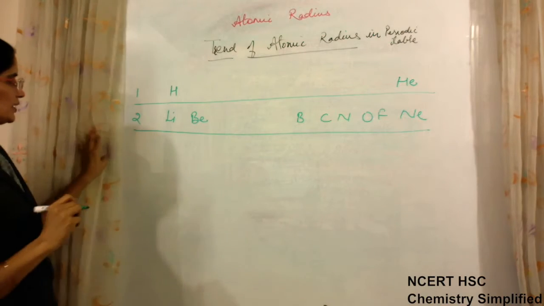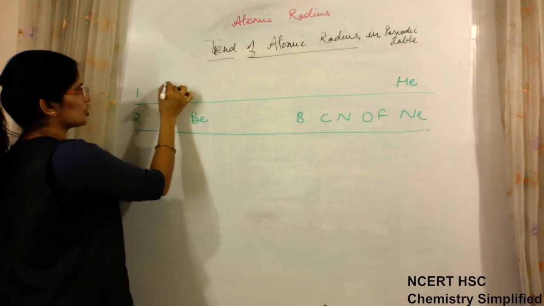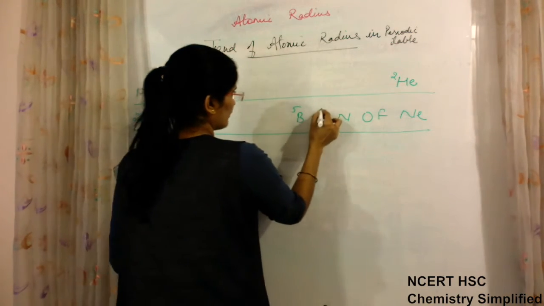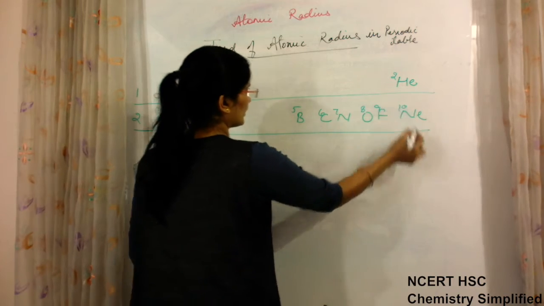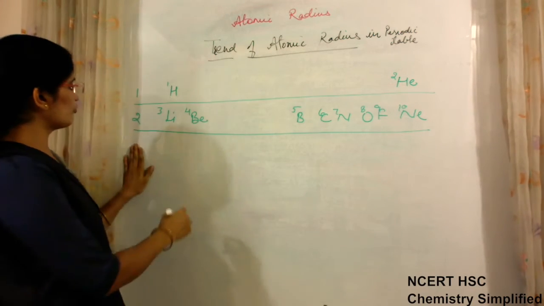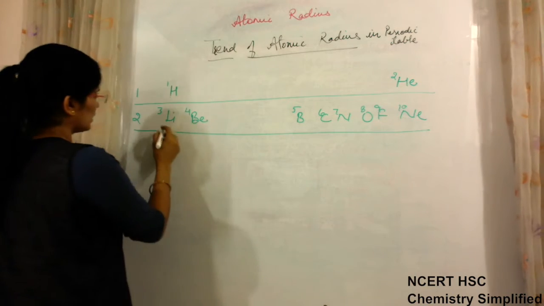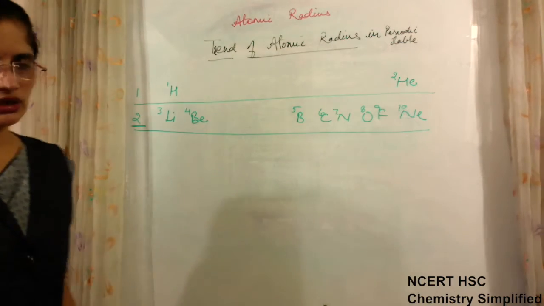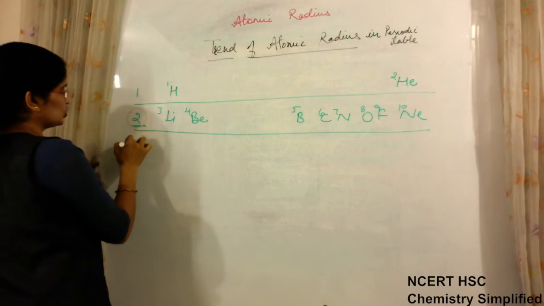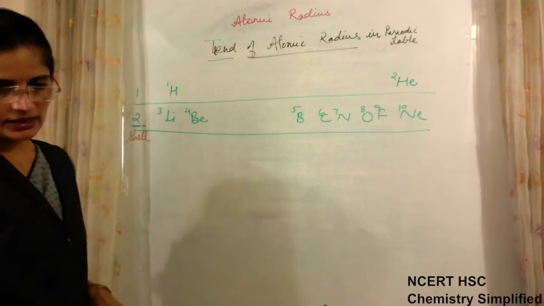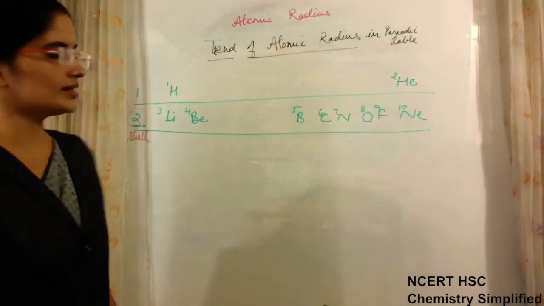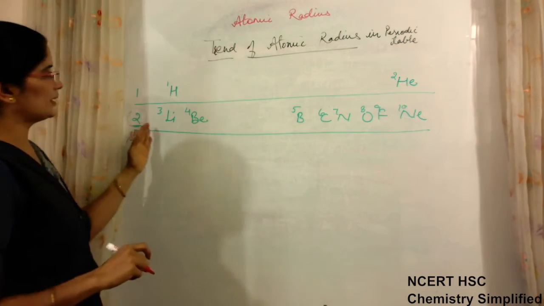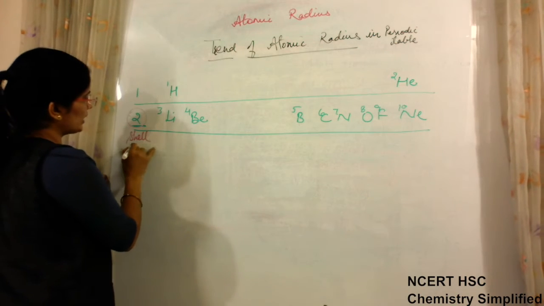When we observe in a period, hydrogen has atomic number 1, helium has atomic number 2, 3, 4, 5, 6, 7, 8, 9 and 10. In the periodic table, when we move from left to right, what we notice is that the period number is going to remain the same. That means what? Period number tells us about the shell number. So in one period, the shell is not changing.